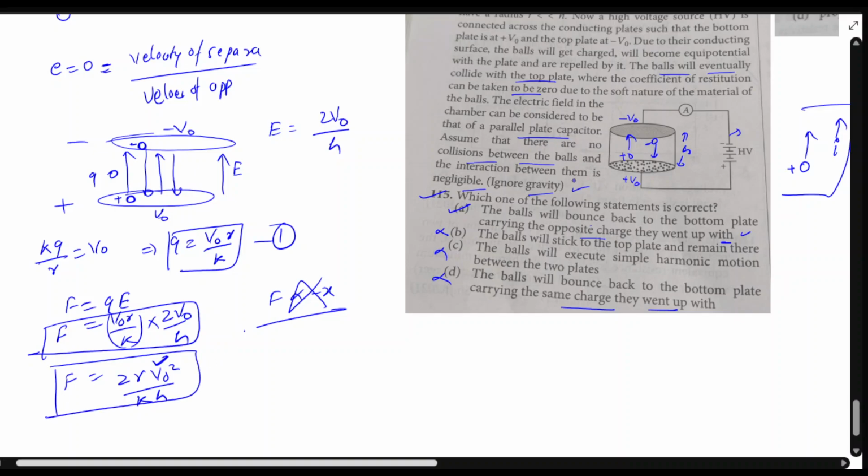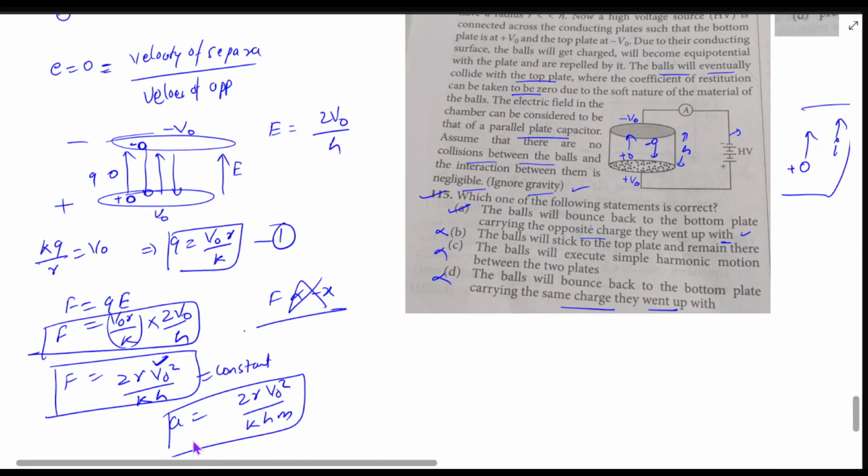So we have this force. Now, if the ball is moving a distance h, let's see how much time it will take to travel the distance h with this acceleration. So this is constant, right? So acceleration will be f by m. So it will be 2r v naught square by khm. This is our acceleration, right? So let's find the time.